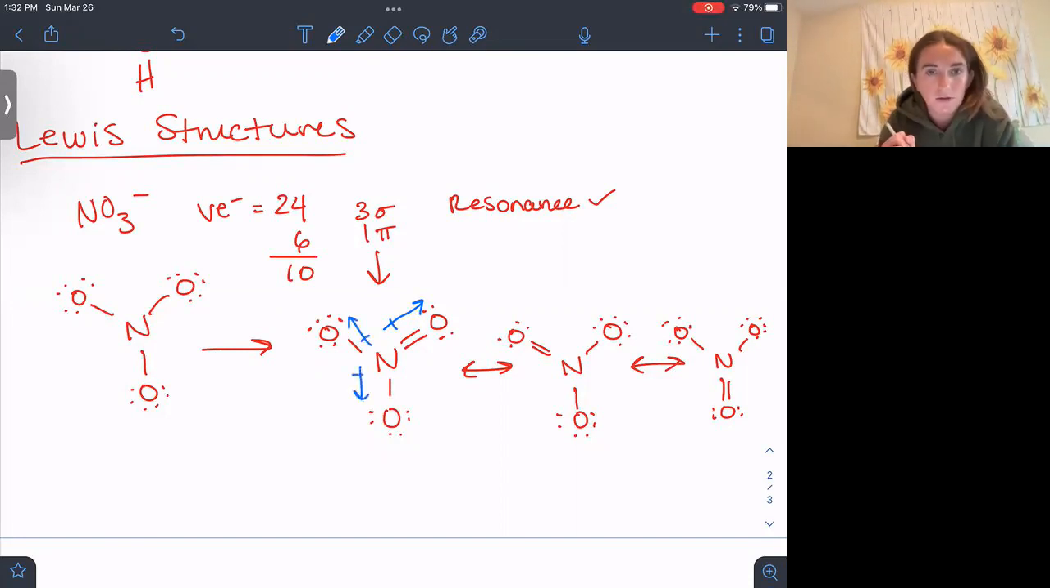Okay, so we're going to draw our dipoles from N to oxygen. Oxygen's more to the right on the periodic table, and so it's more electronegative. And so the electrons are going to spend more time towards that oxygen rather than that nitrogen. Okay. Any questions on dipole moments here?